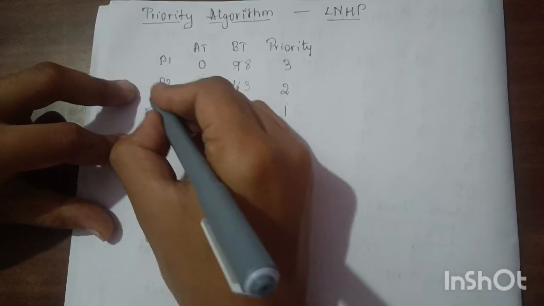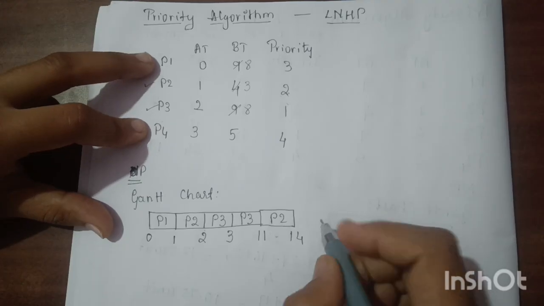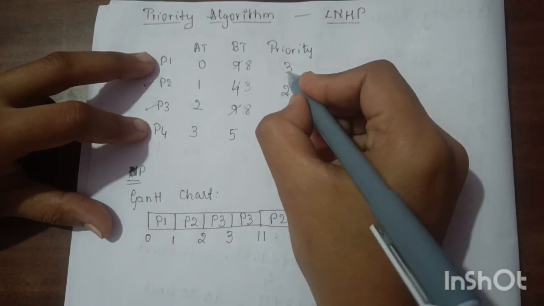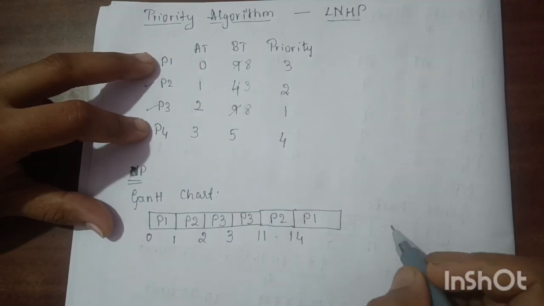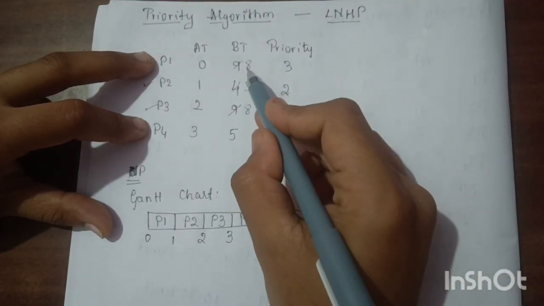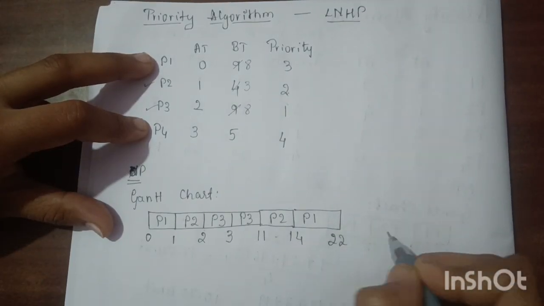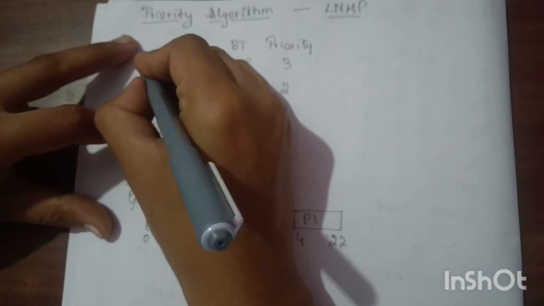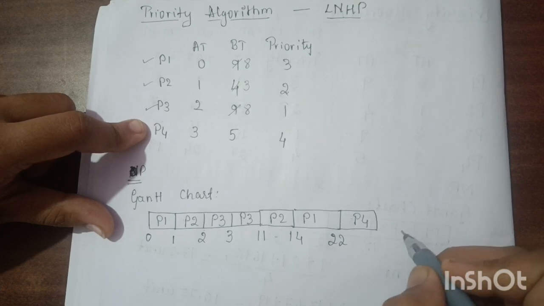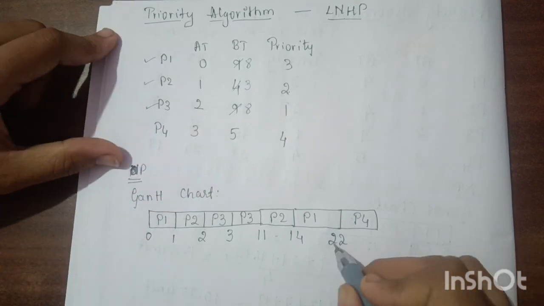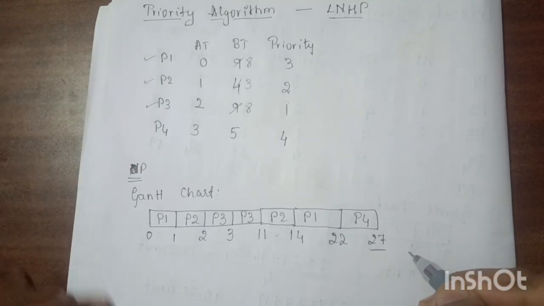Now coming to the next, we are done with P2 and are left with P1 and P4. Who has the higher priority? A smaller number means higher priority. So P1 has the next highest priority and it is left with 8 execution time. So 14 plus 8 is 22. Now the remaining one is P4, with burst time 5. So 22 plus 5 is 27.